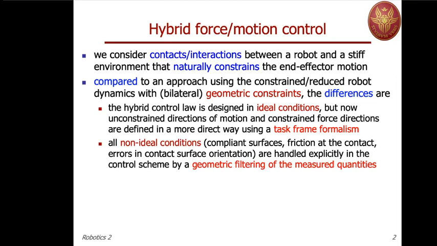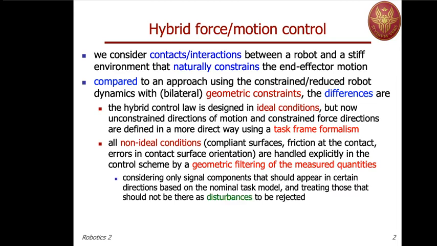And last but not least, if we have some geometric uncertainty, so if there is error in the orientation, for instance, of the surface at the contact where the robot is making contact with the environment, what will happen? The hybrid force motion control implicitly includes a filtering on the measured quantity. I would call this geometric filtering, which makes sure that things remain consistent with respect to the model.